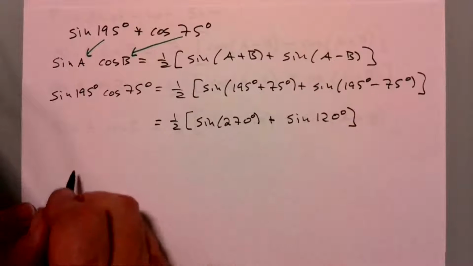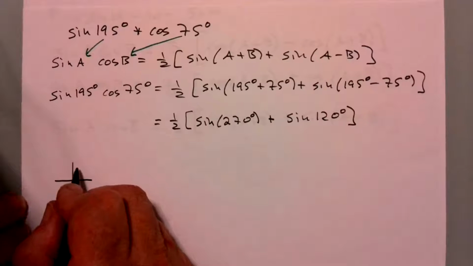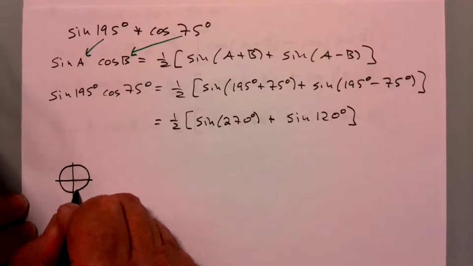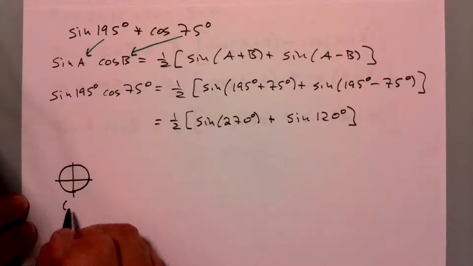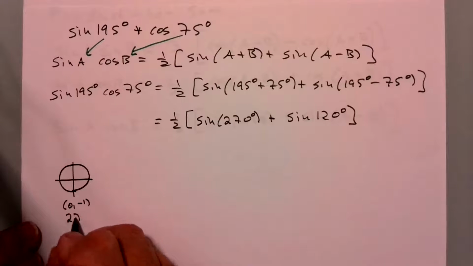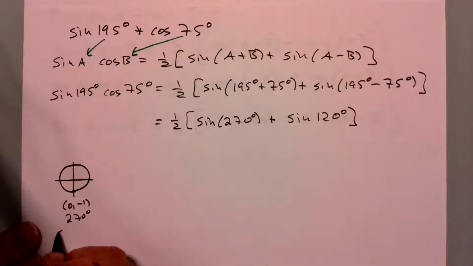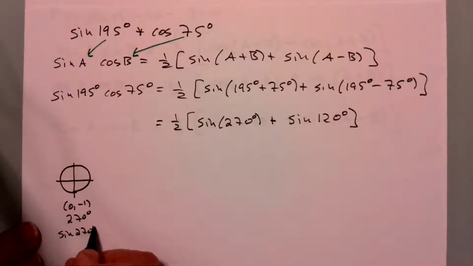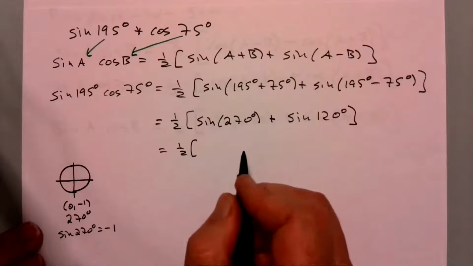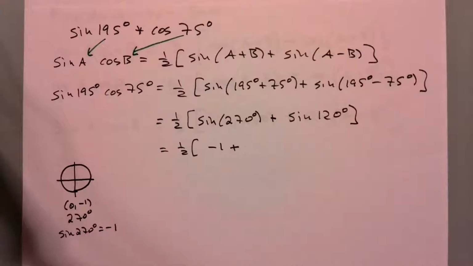Let's remind ourselves where 270 degrees is. Always use the unit circle to kind of help us understand this. 270 degrees is down here. The x value is 0. The y value is -1. This, of course, again, is 270 degrees. So the sine of 270 degrees is the y value. Sine of 270 degrees is -1. So what I get is 1/2 times sine of 270 degrees, which is -1, plus the sine of 120 degrees.